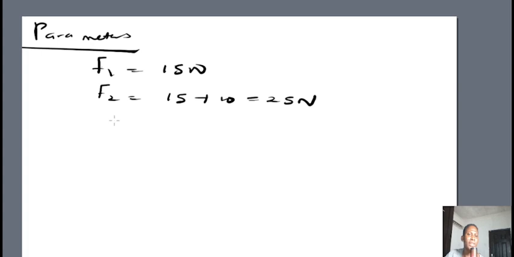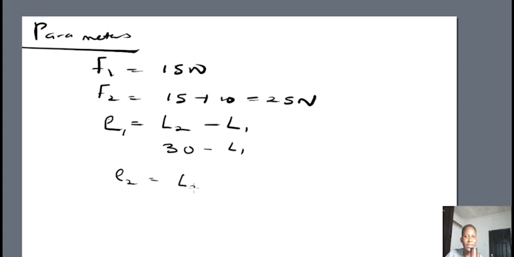But what they told us initially was extension. Don't forget, what is extension? Extension is actually L2 minus what? L1. Right? So what was the L2 for this first extension? The L2 was 30, right? Minus L1. So for the E2 also, E2 is L2 minus L1 for that second force. And that was 35, right? Minus L1. So this is what we're going to put into our formula.